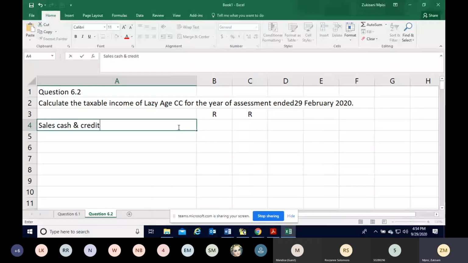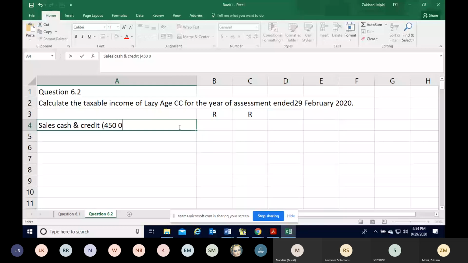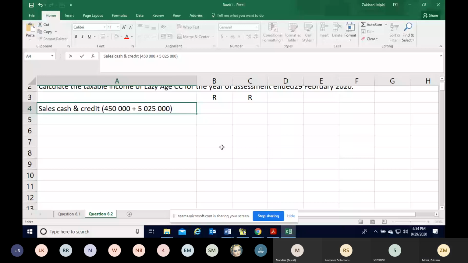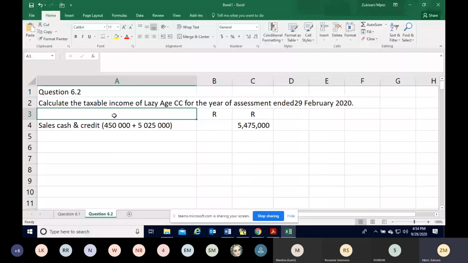Cash and credit, 450,000 plus 5,025,000. So this is your income.